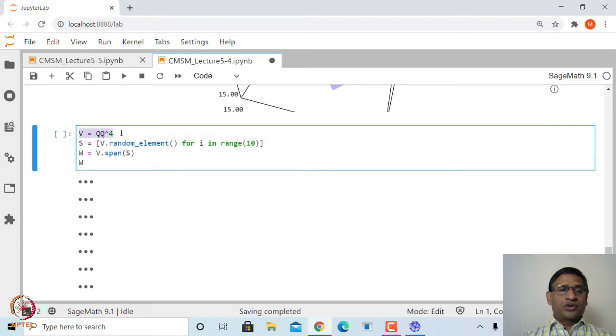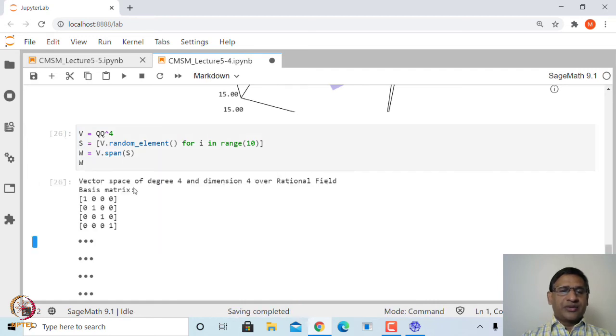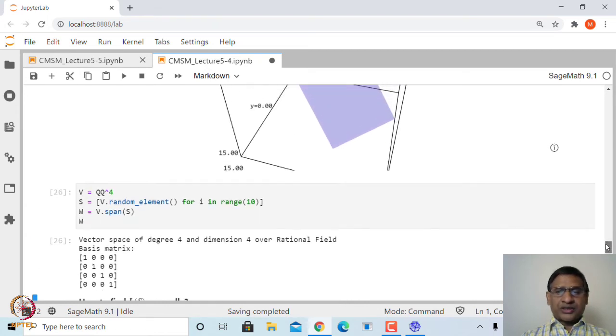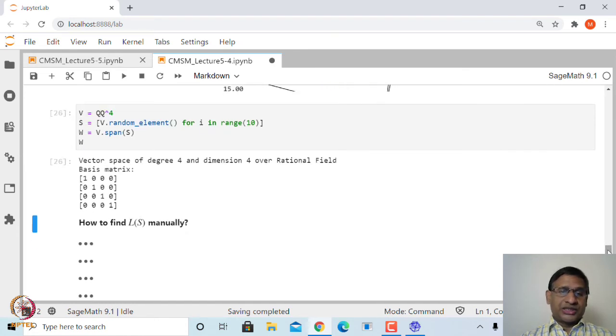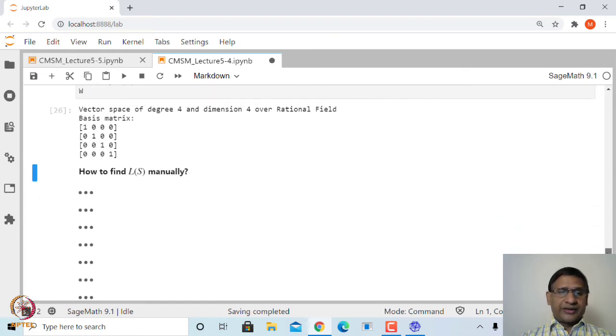Suppose I take V equal to Q to the power 4, and let us take some 10 random elements in V and consider that set as S, and then we can define the linear span of this S. That will give you a vector space of degree 4 and dimension 4. So this in fact is the entire space V, right. Now, as I said, when I say V dot span S, SageMath knows what is to be done, but suppose we have to generate this on our own. Let us say you are given this question in the exam. How do you find it?